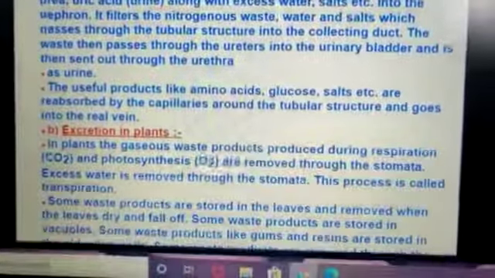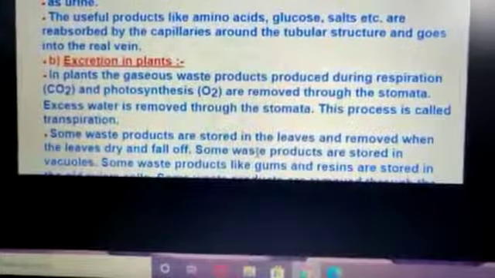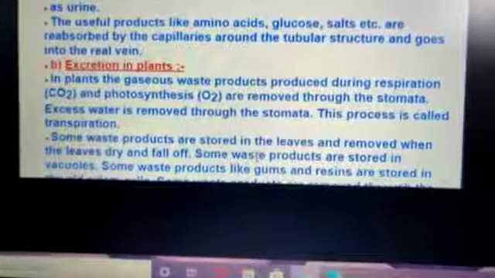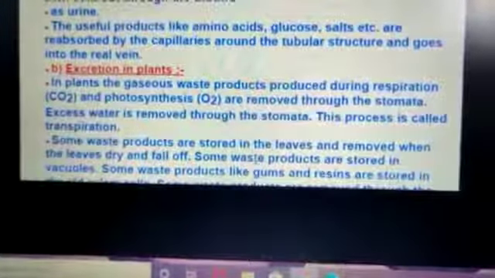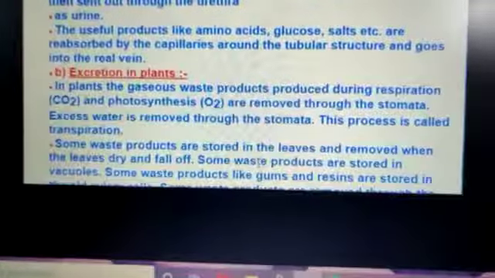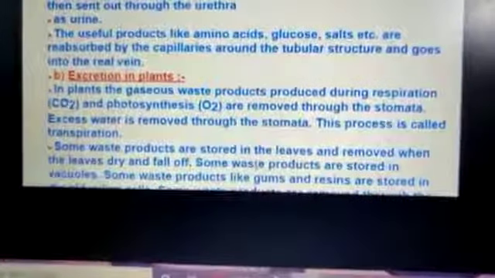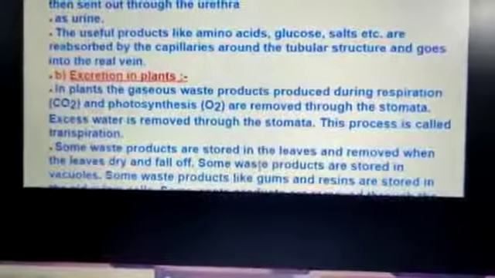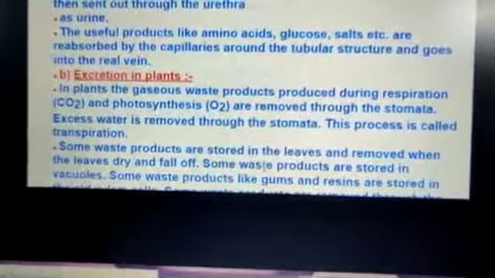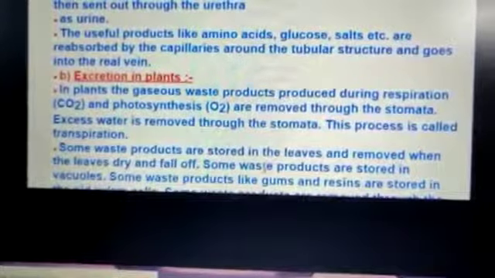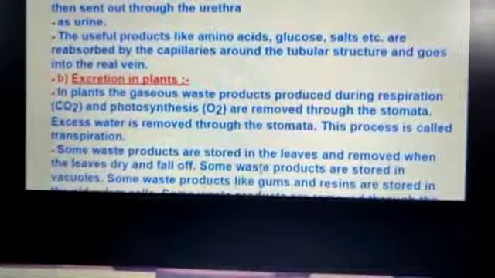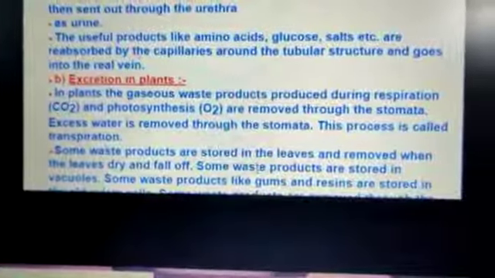Now excretion in plants. Now have a look. Excretion in plants. In plants, the gaseous waste products are produced during respiration and photosynthesis. Oxygen during photosynthesis is removed through the stomata. As we studied in photosynthesis, nutrition in plants, exchange of gases, carbon dioxide and oxygen is exchanged through the minute pores which are present on a leaf, that is nothing but a stomata. What is stomata? Stomata are nothing but minute pores. Where are they present? They are present on a leaf.